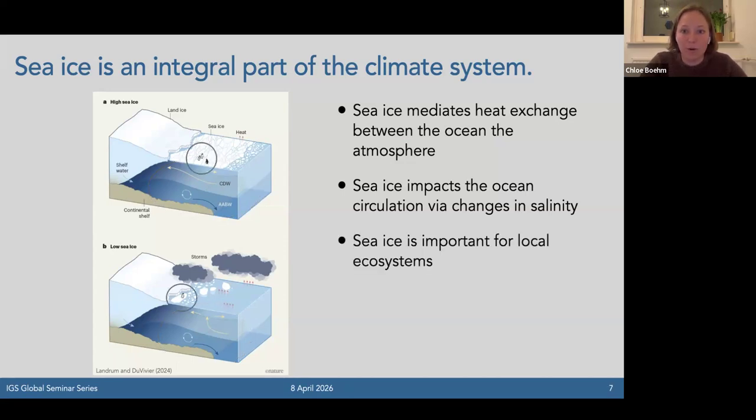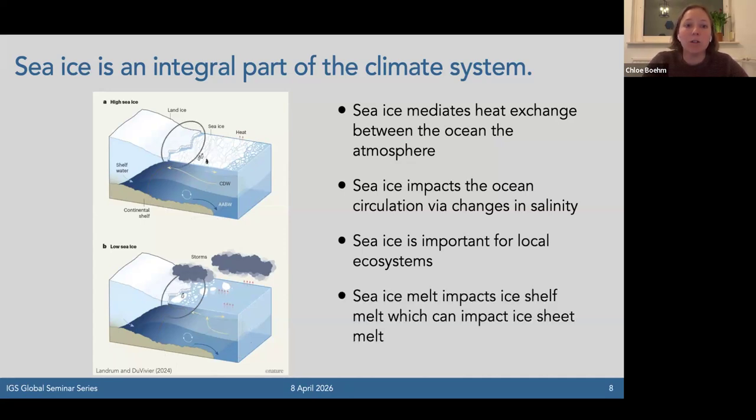Sea ice is also, of course, important for local ecosystems. It provides habitat, at least in the Antarctic, for penguins, for example, and other members of the local ecosystems. And although sea ice melt obviously doesn't impact sea level rise itself, it provides a buffer against ice shelf melt, which can in turn impact ice sheet change that can then impact sea level rise.